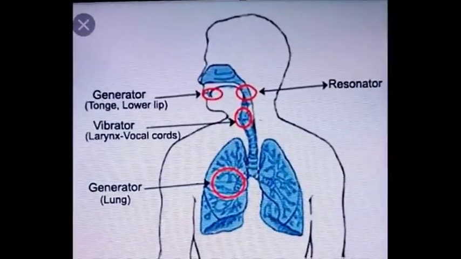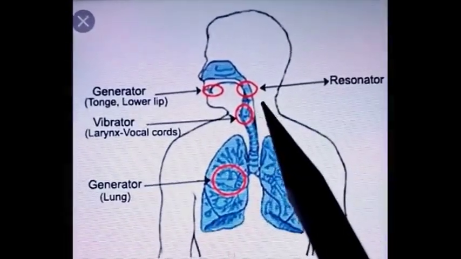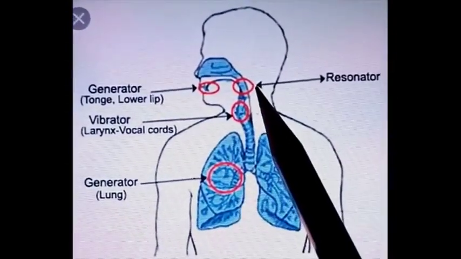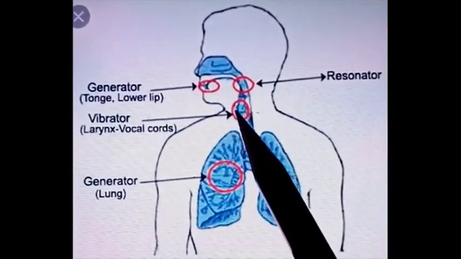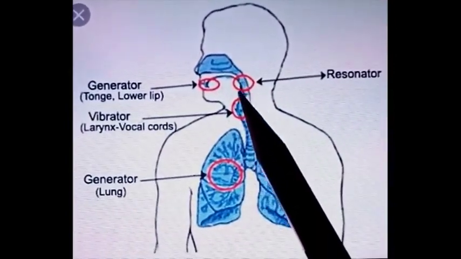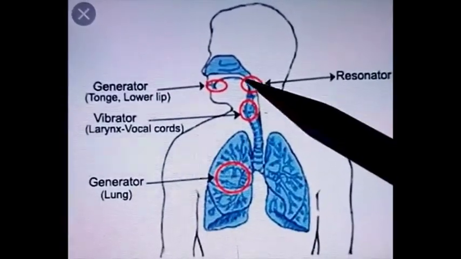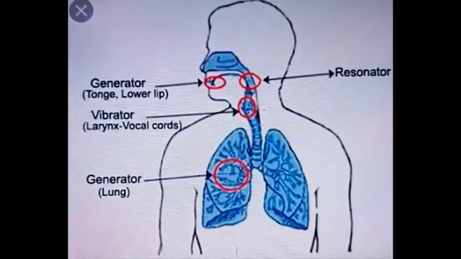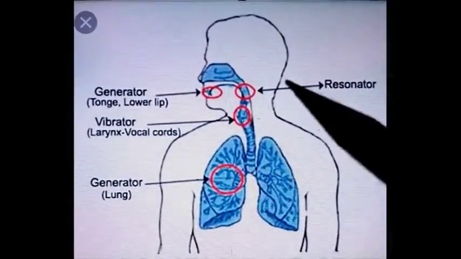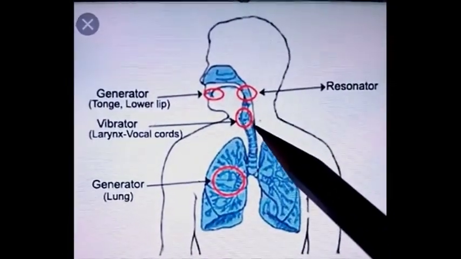Third step takes place at resonators. Resonator means the column of air between the vocal cord and the nose. Air present in this area adds resonance to the voice. Quality of voice depends upon the resonators.